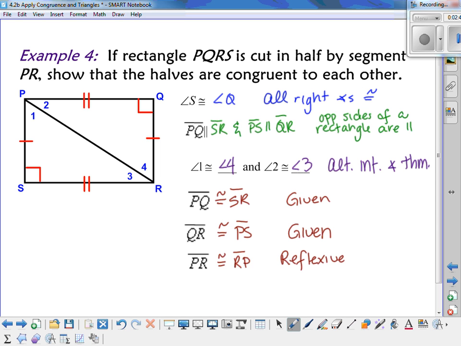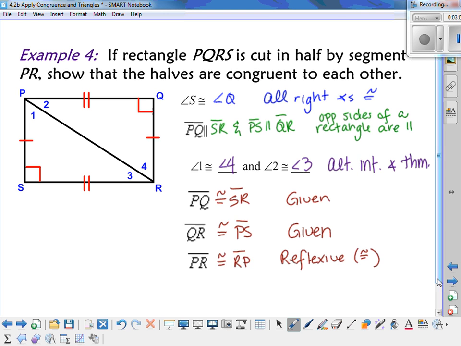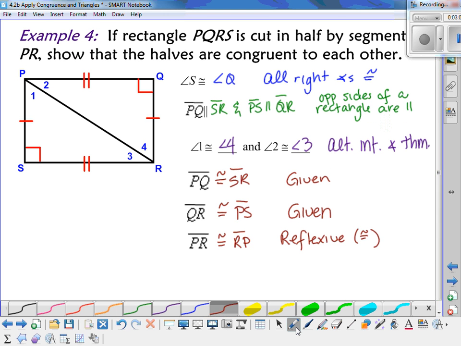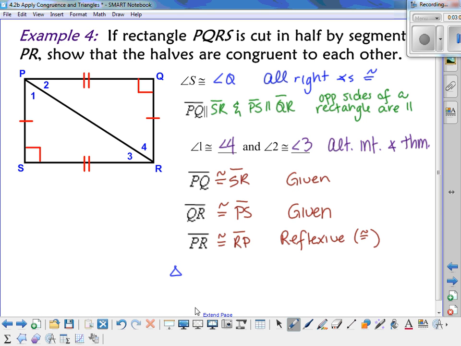Now the reason I switched the PR around, PR congruent to RP, is because in the second triangle, R is corresponding to P, and then P is corresponding to R, so they're actually reversed in the congruent statement. So I've said all 6 parts of those triangles are congruent. I can now say triangle PSR is congruent to triangle RQP. And that's because of the definition of congruent figures.